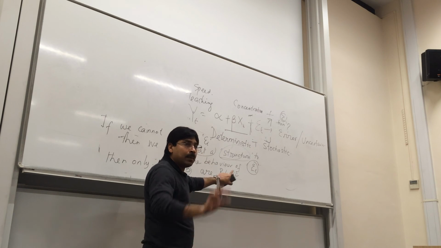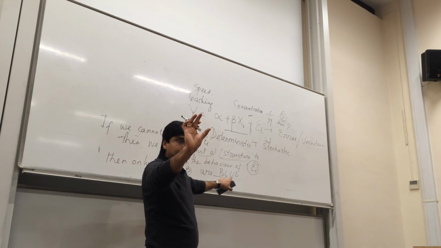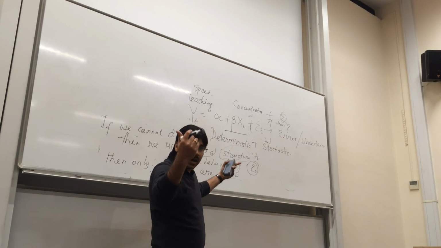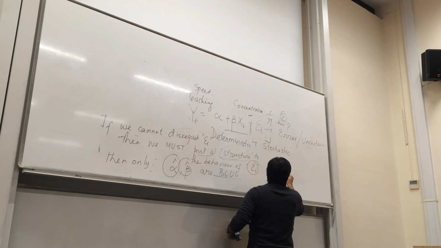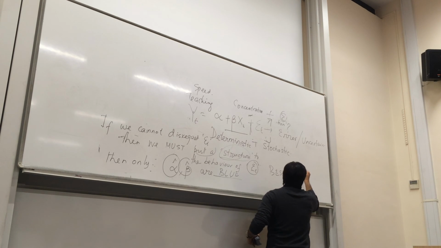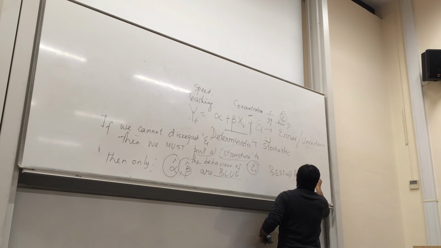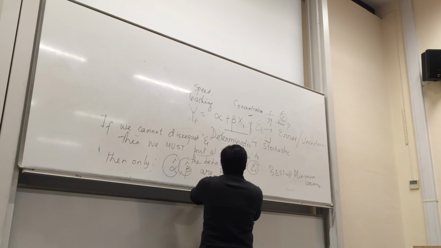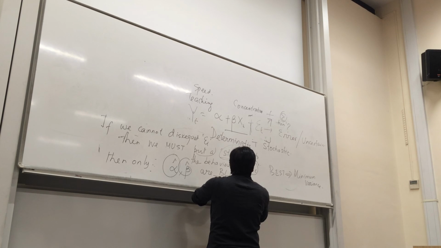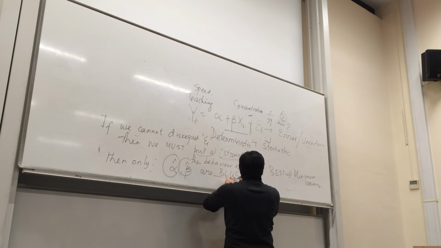Best means minimum variance. Best estimator. Best implies minimum variance. L represents linear. U represents unbiased.